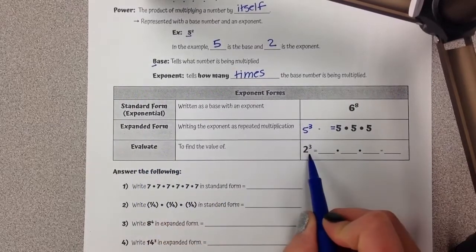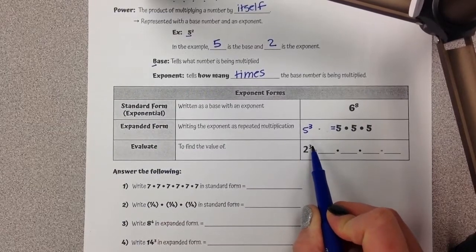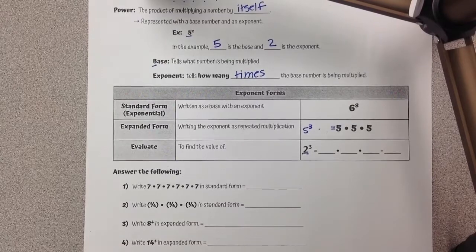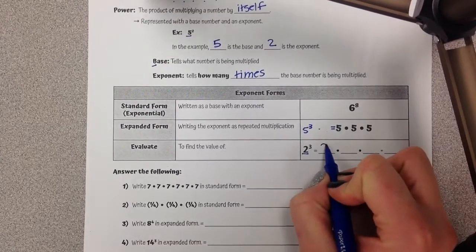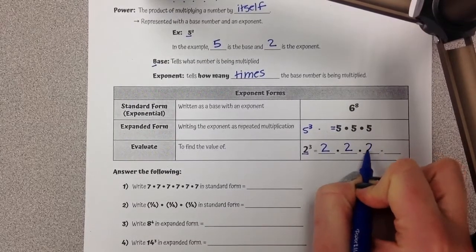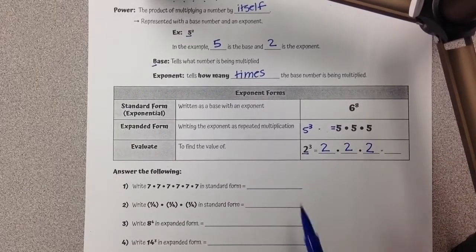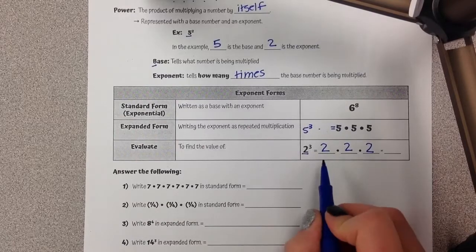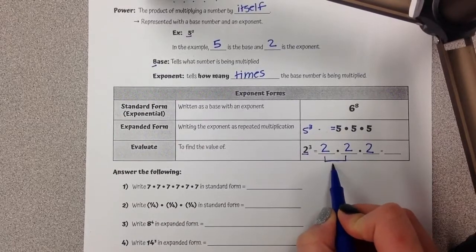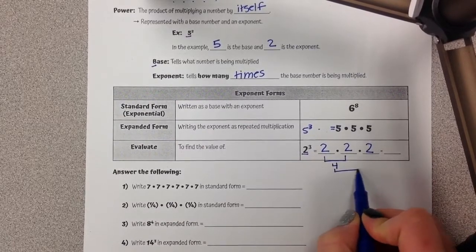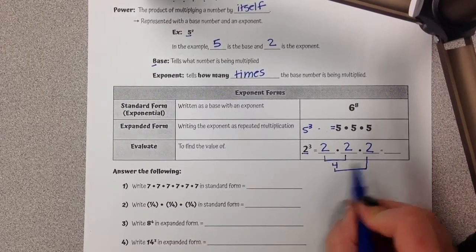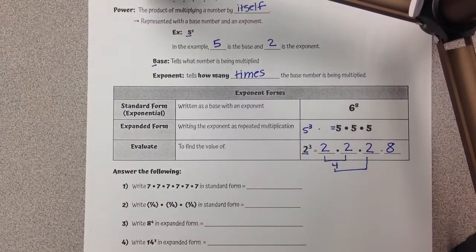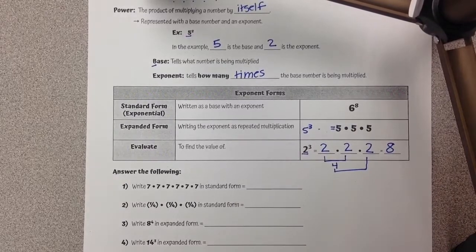Okay? Evaluate, again, means to find the value of. So if I wanted to find the value of 2 to the 3rd power, I would take that base number and I would multiply it by itself 3 times. So 2 times 2 times 2. Okay, make sure you're not just doing 2 times 3 because that's going to give you 6. If I do 2 times 2, that equals 4. And then if I multiply that by 2 again, 4 times 2 is going to equal 8. That is not the same thing as doing 2 times 3. Please use your calculator.